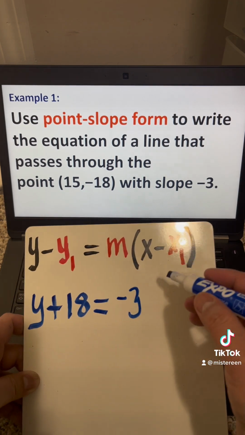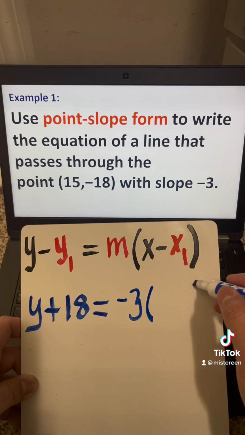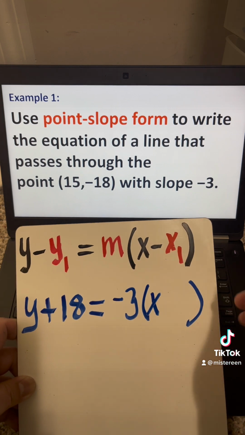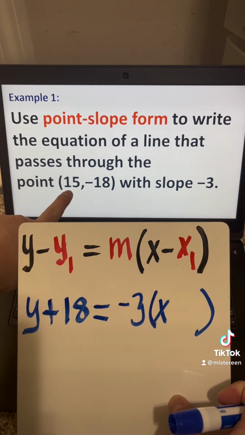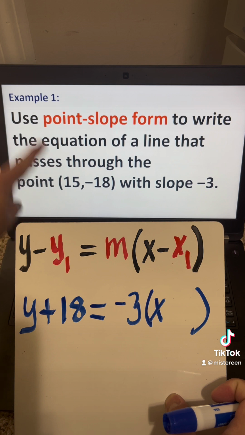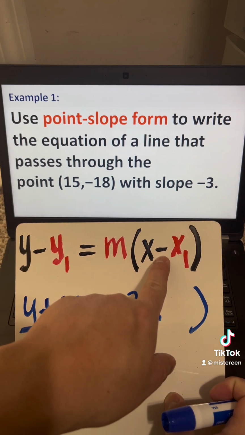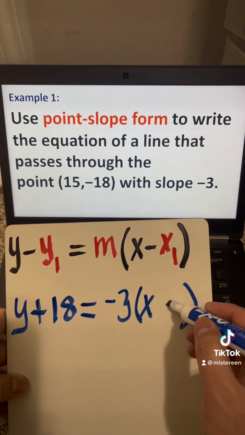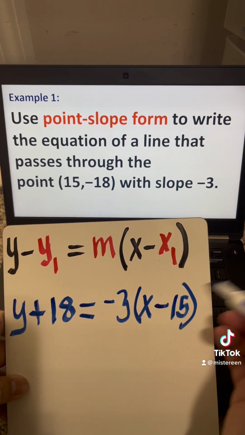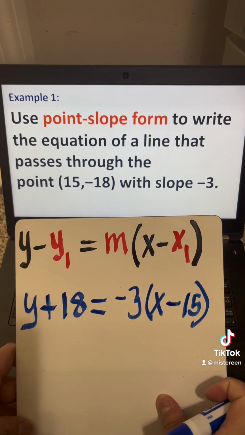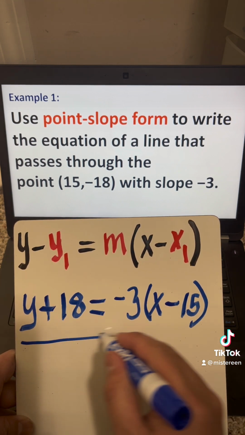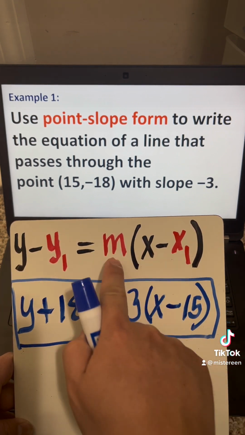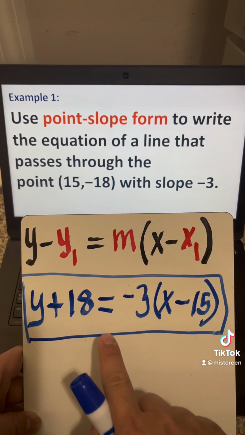And then parentheses. Inside the parentheses you begin with x. And then you need your x1. Your x1 is positive 15. Remember, we have a negative also here. Negative times a positive 15. A negative times a positive is a negative. So negative 15. Now we have written the point-slope form. So we just need to replace the three numbers, and that's it. That's the point-slope form.